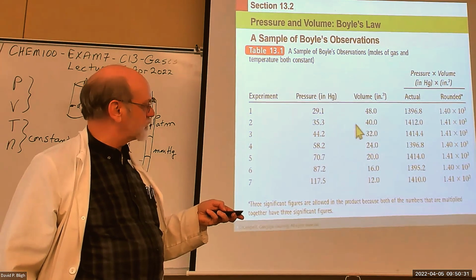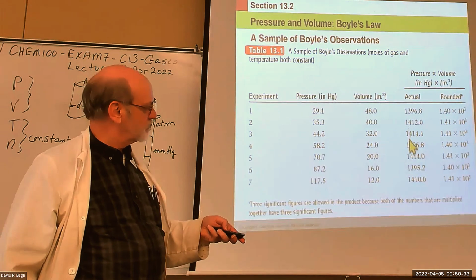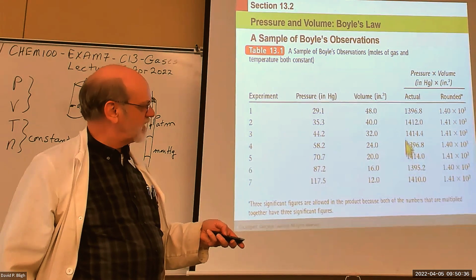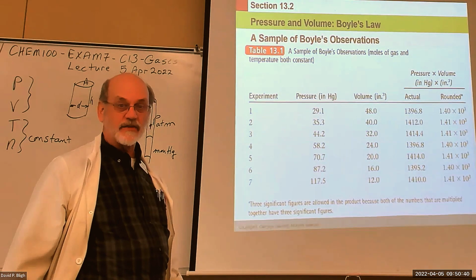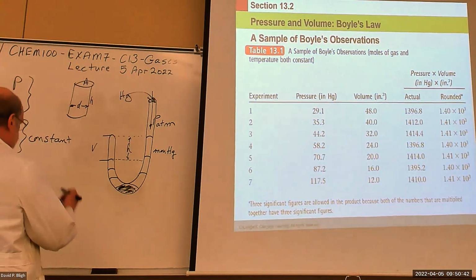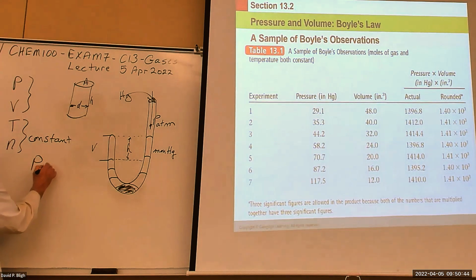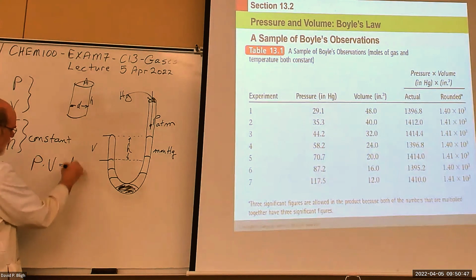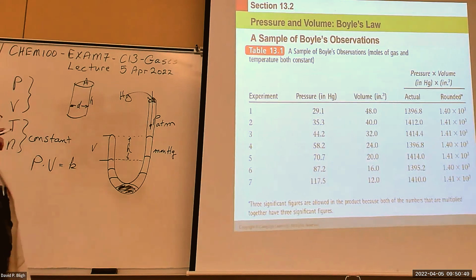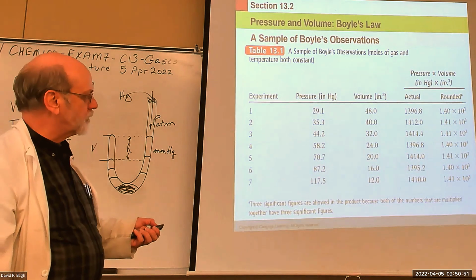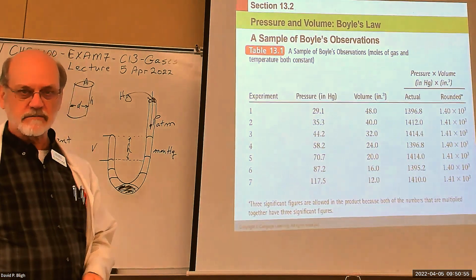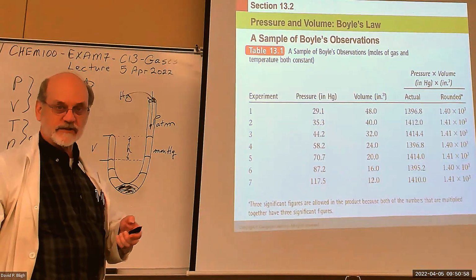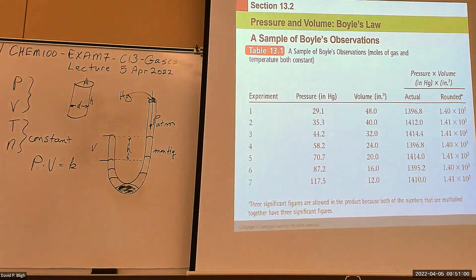and the product of those two is not exact, but within experimental error, we might say they're constant. So Boyle's law says pressure times volume equals a constant value. And if you round them off to 3 significant figures, you can call that a constant. Okay, this is Boyle's law.